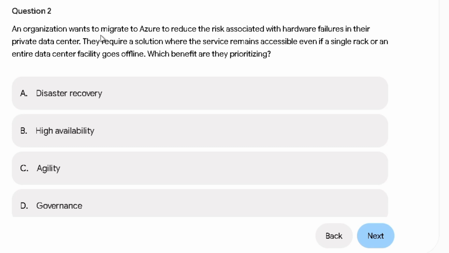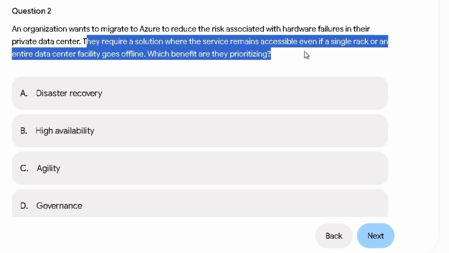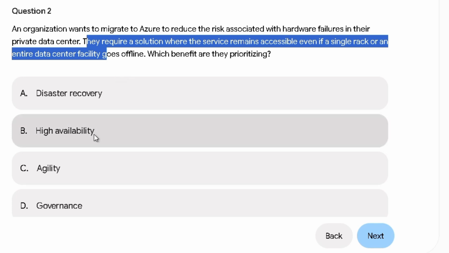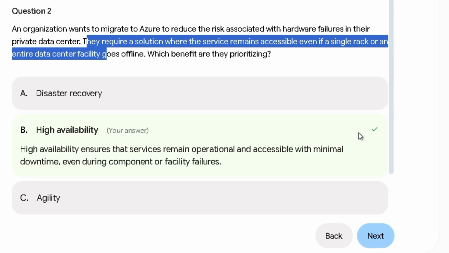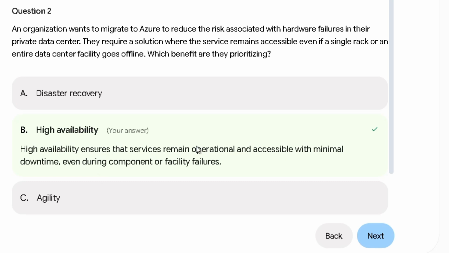So let's analyze. An organization wants to migrate to Azure, to reduce the risk of hardware failures in their private data center. They require a solution where the servers remain accessible even if a single rack fails. So they want something that is highly available. So they want something that if it breaks, I can recover. Remember the rule of 99.999%. So the correct answer is high availability: it ensures that servers remain operational and accessible with minimal downtime even during component or facility failures. Remember that.